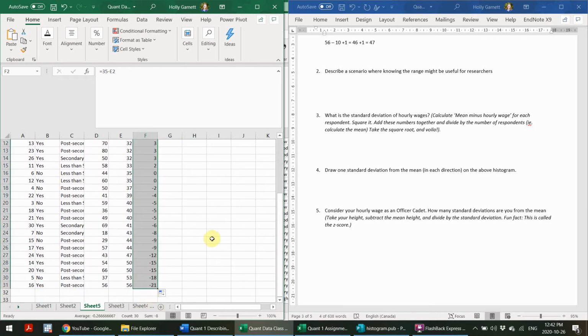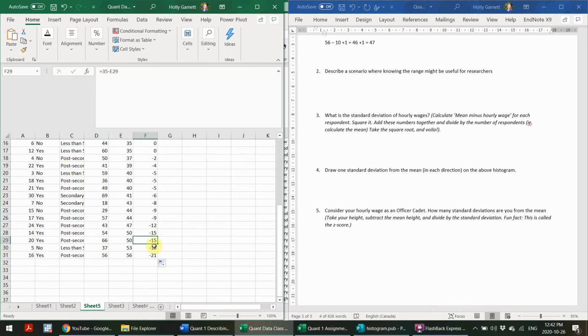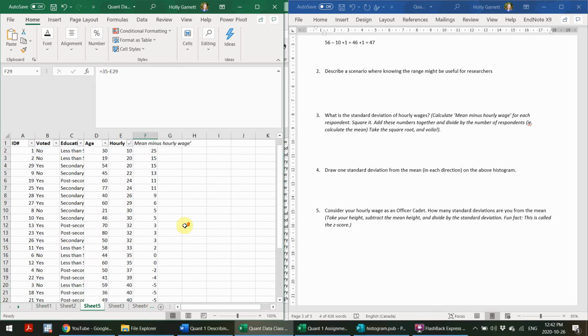So that is each person's distance to the mean. You could have to go forward 25 steps, or you could have to go back 15 steps to get over to the mean. So now what we're going to do is square it, because we don't necessarily care if they're bigger than the mean or smaller than the mean. We just want to know the average distance to the mean.